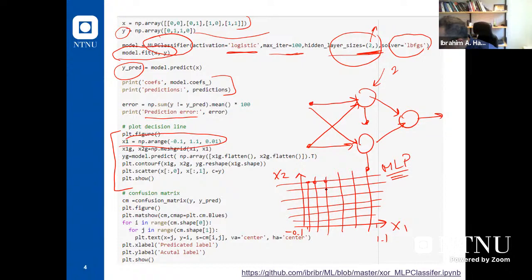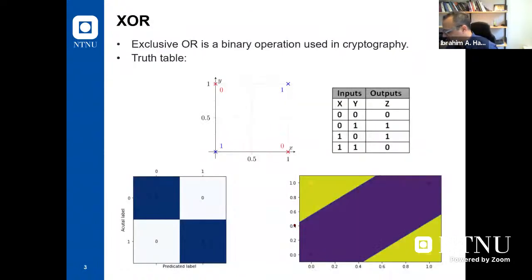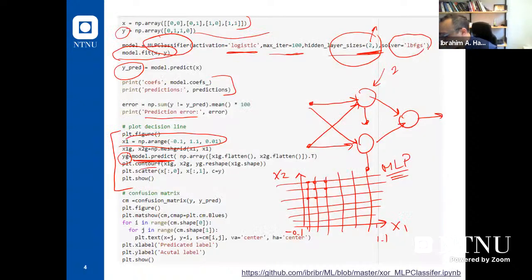We have all those points, and we just send them to the model, which we trained, to predict which class they belong to. In this case, we will get YG, and we just plot it using the contour plot function. So we can get this simply, right? All points located between those 2 lines will belong to class 1, all points above it will be class 0, and all points below it will be class 0.